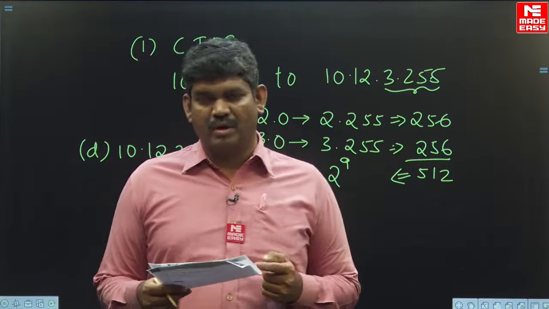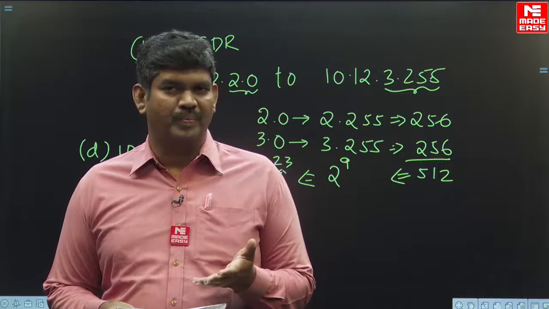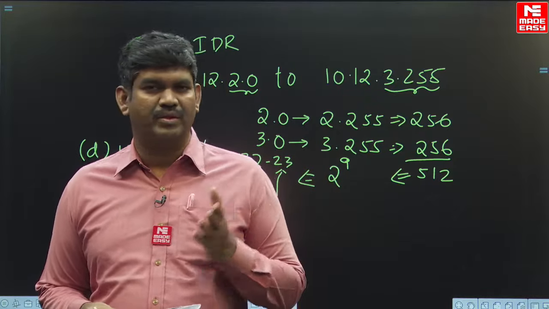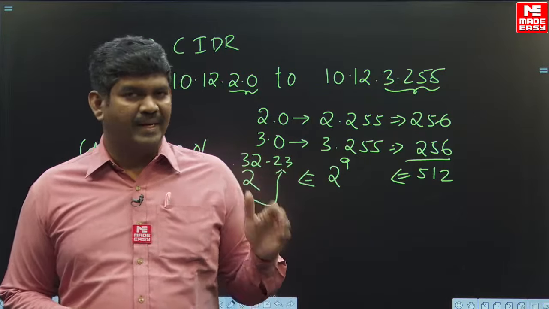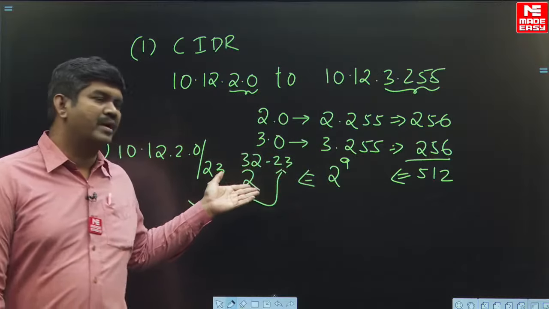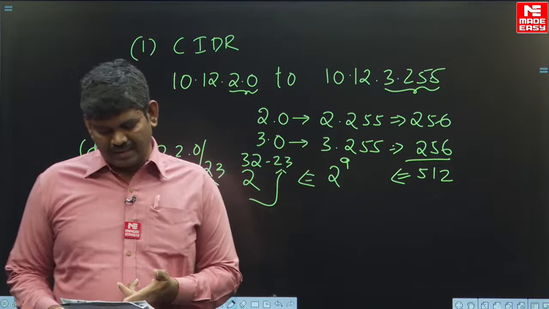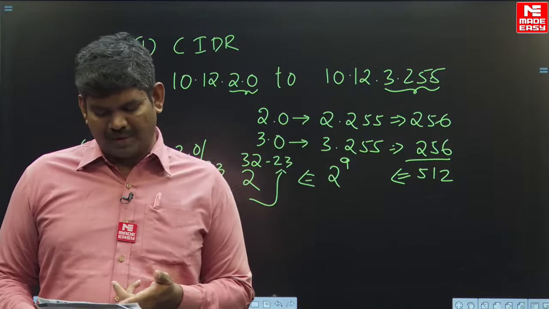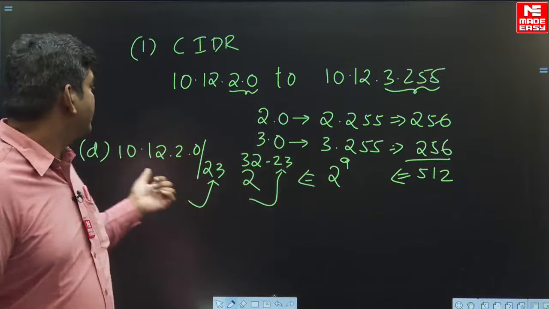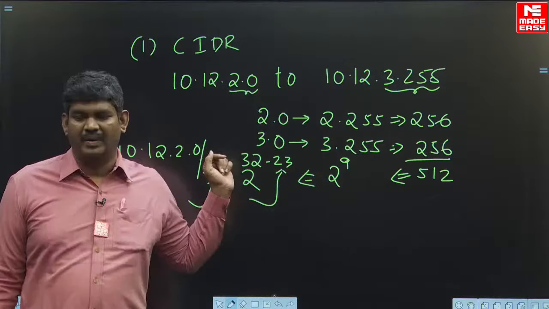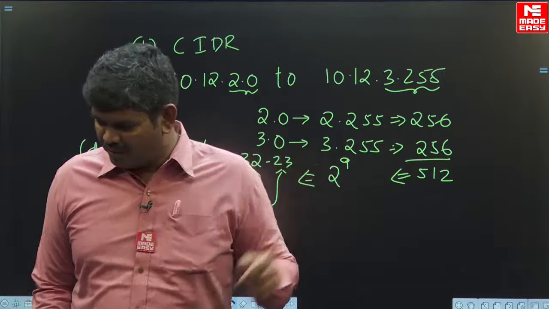In the same way, if you observe option B, slash 22 means 2 power 32 minus 22, which is 2 power 10. It is exceeding the limit of 512 that you got here. So that is also not the answer. The only answer is D.